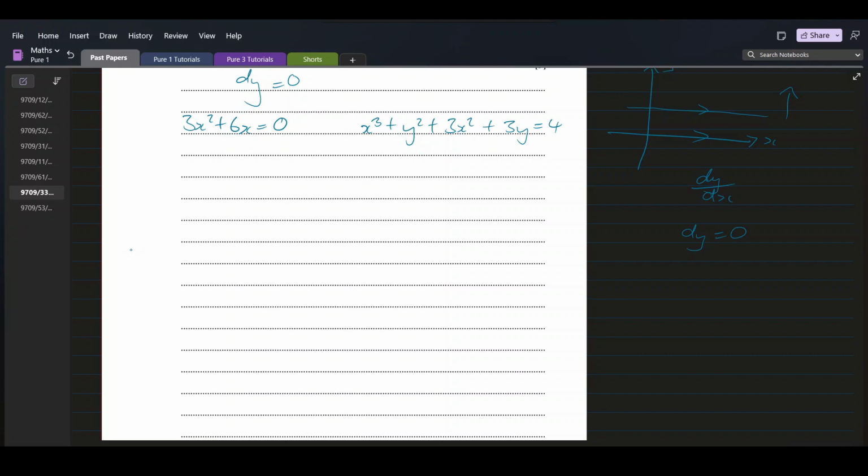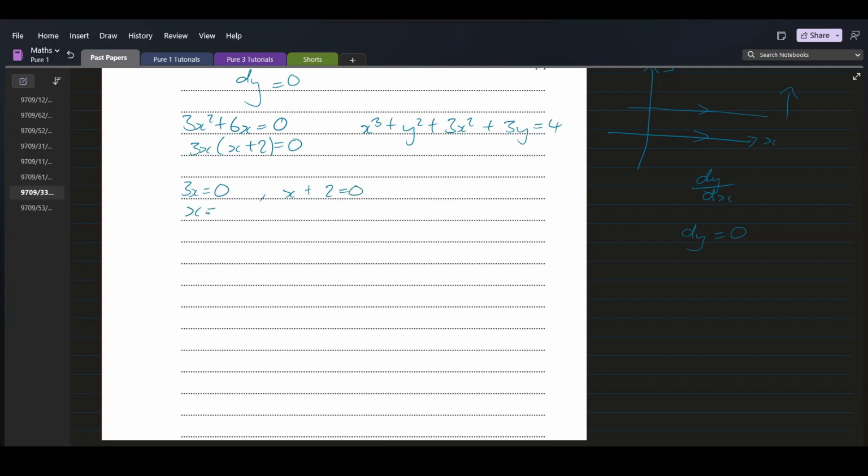So now we can solve the two equations simultaneously. Let's make x the subject of the formula in our first equation. So we can do that by factoring out 3x. So that becomes 3x times x plus 2 is equal to 0, and then x plus 2 is equal to 0.